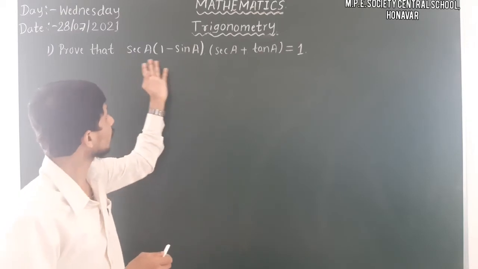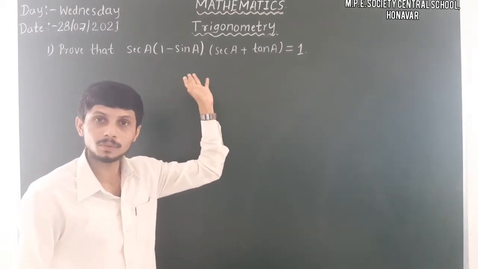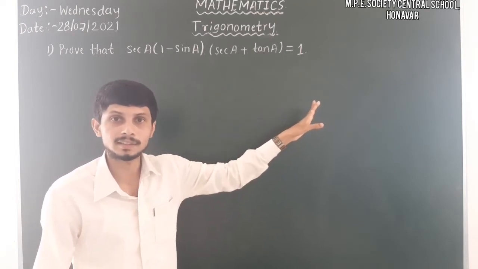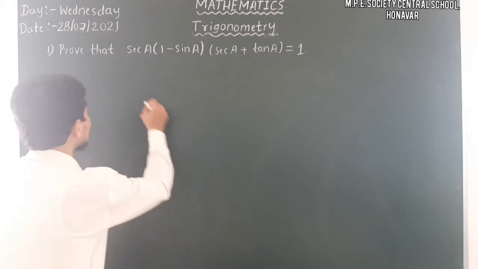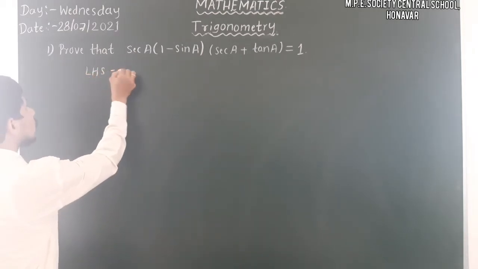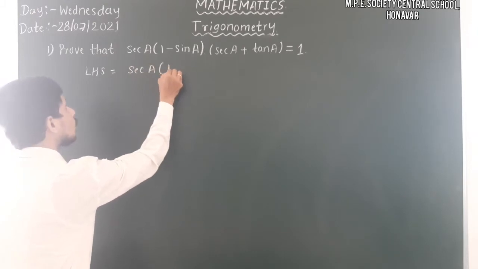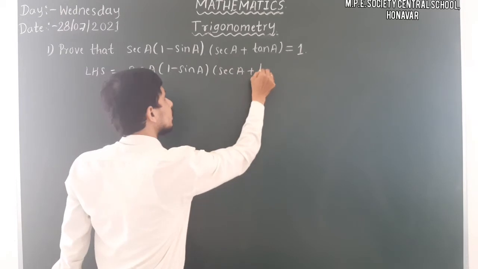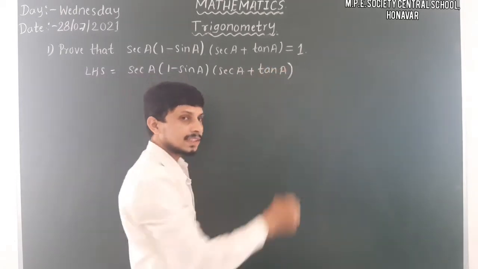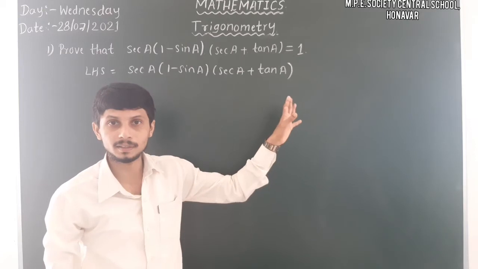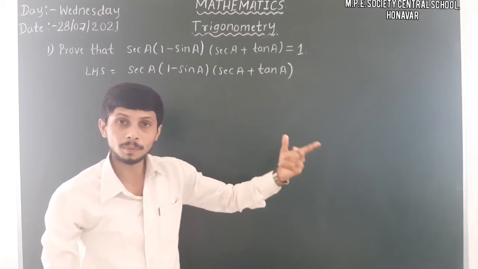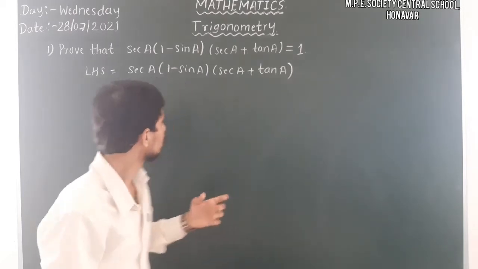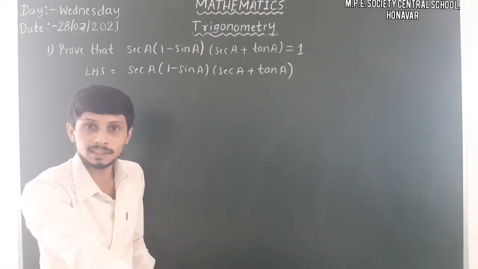Here just observe, we have the LHS side and the RHS side. As we already know, while proving we take the LHS side first, then we prove the RHS side. Let us take LHS first. LHS is equal to secant a into 1 minus sin a into secant a plus tan a. As I said, firstly we have to express all the trigonometric ratios in one form of identity, that is, the first identity, sin a and cos a. So let us completely change the equation.